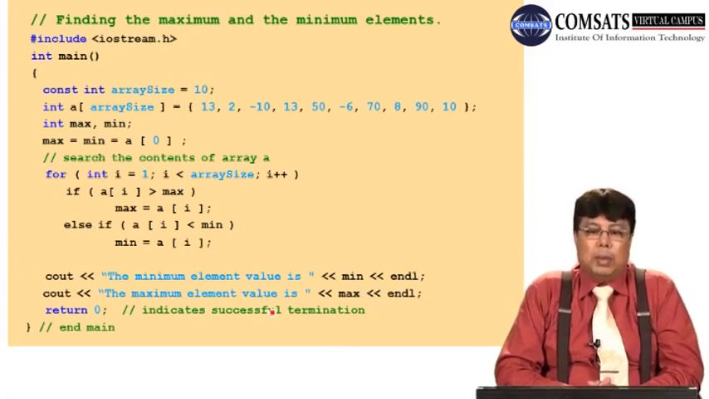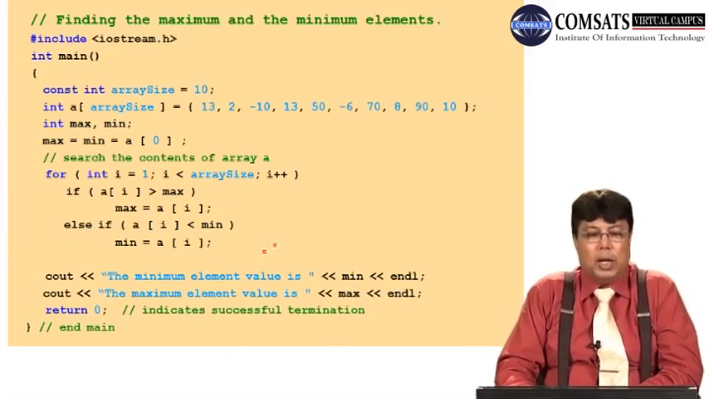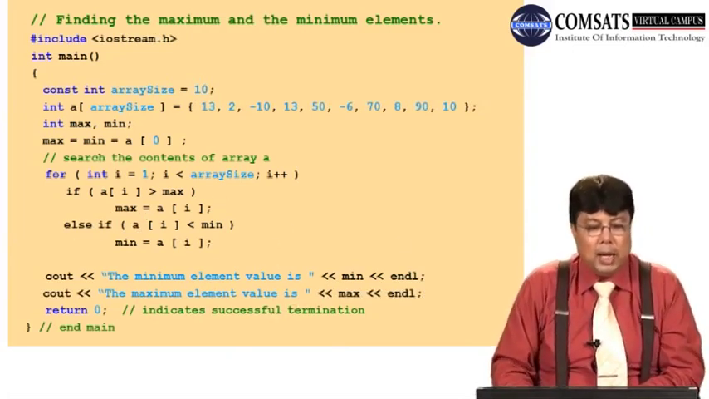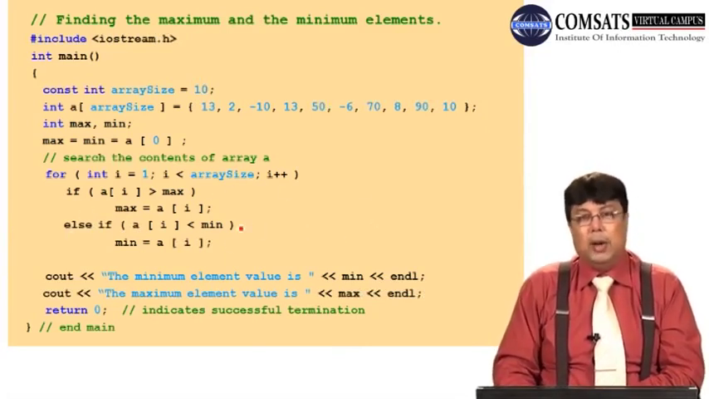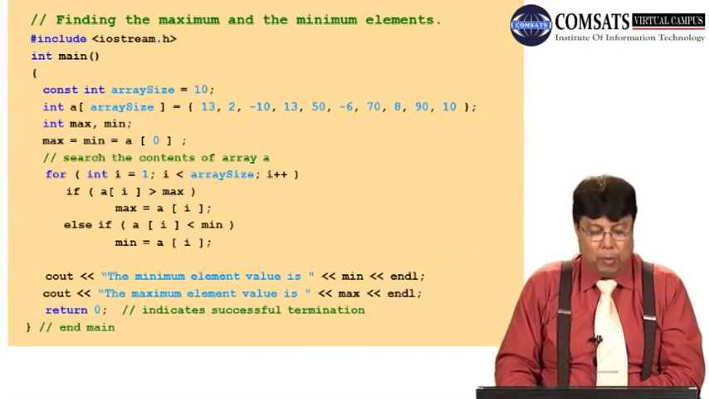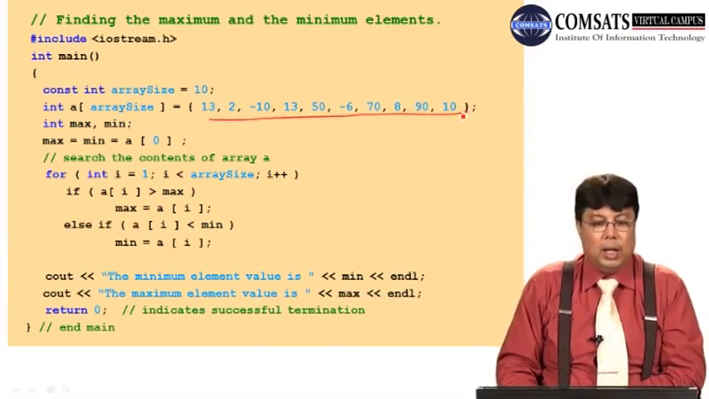Okay. Finding a maximum and minimum of an element. This is another example where we have declared an array, and in this array we want to find out the maximum and minimum element of the array. So once again we have declared an array, and we have initialized and provided the initial value of the array here, and initially we have initialized max is equal to min is equal to 0.